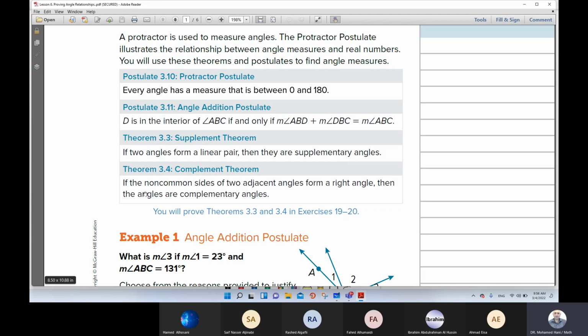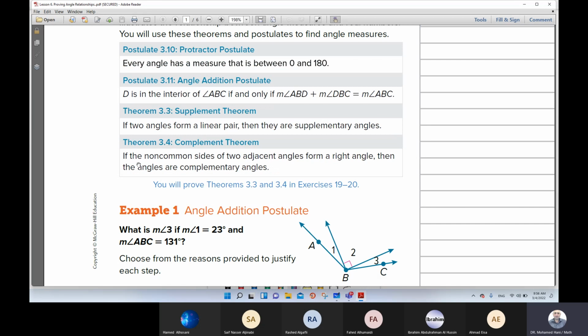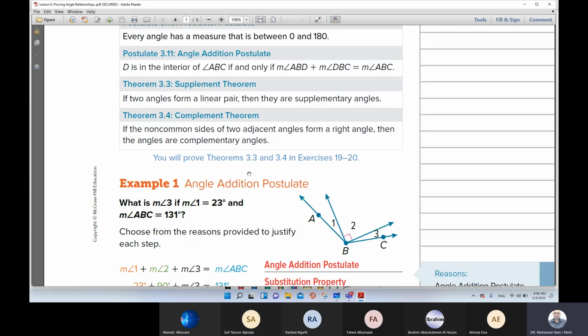The second theorem, 3.4, complement theorem. If the non-common sides of two adjacent angles form a right angle, then the angles are complementary angles. What is the meaning of complementary angles? The sum of the two angles equals 90 degrees.